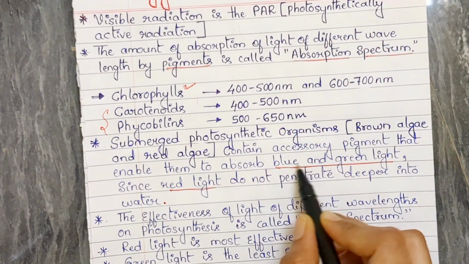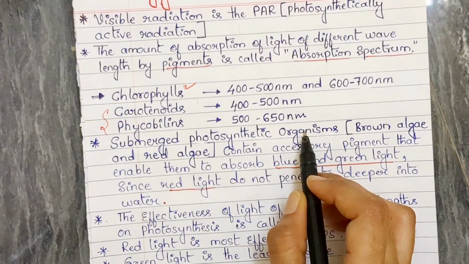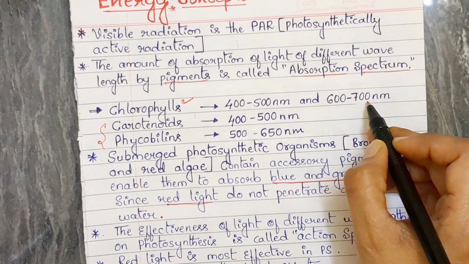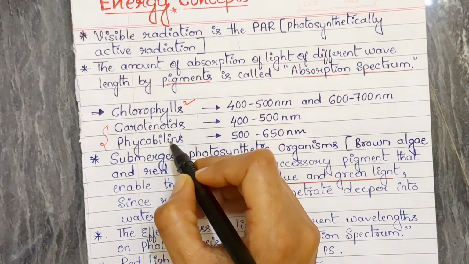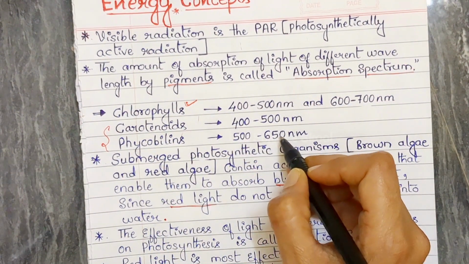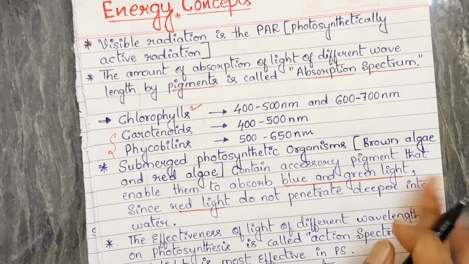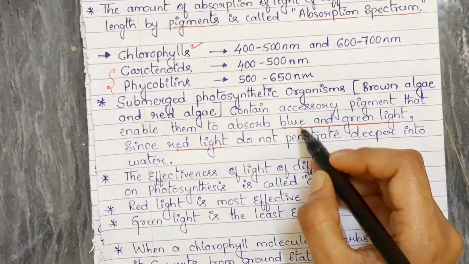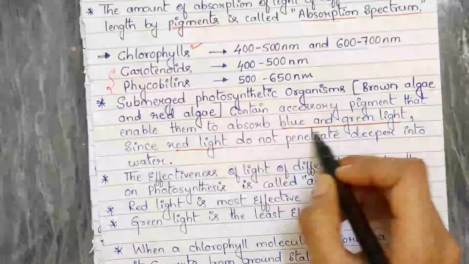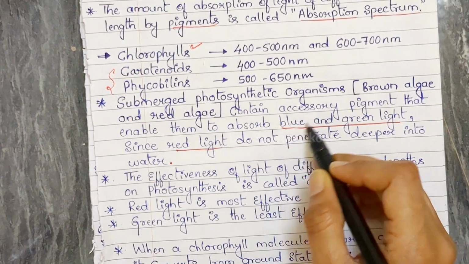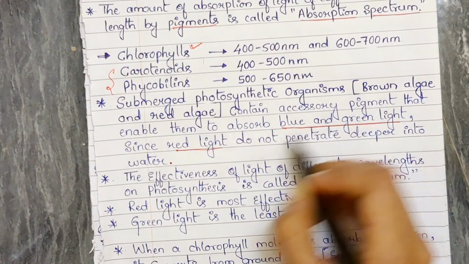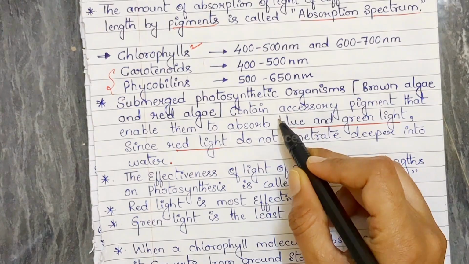In the case of submerged photosynthetic organisms, chlorophyll ranges from 400 to 700, but carotenoids and phycobilins range from 400 to 650. So these are the only ones that can penetrate into the water. Blue light wavelength is 450 nanometer and green light wavelength is 550 nanometer, and these two have the same range of wavelength as the accessory pigments, so that they can absorb.